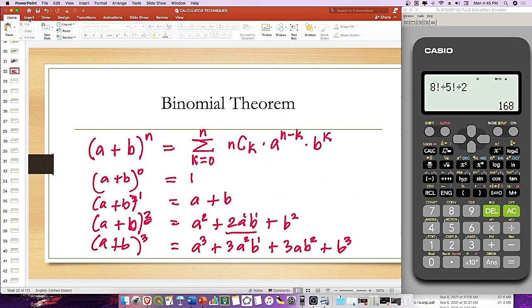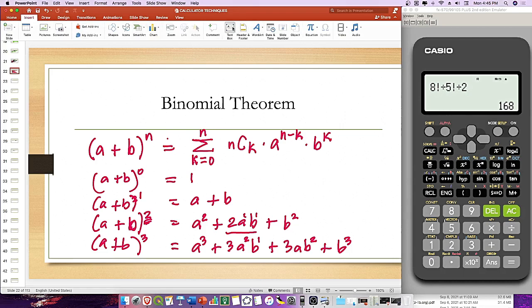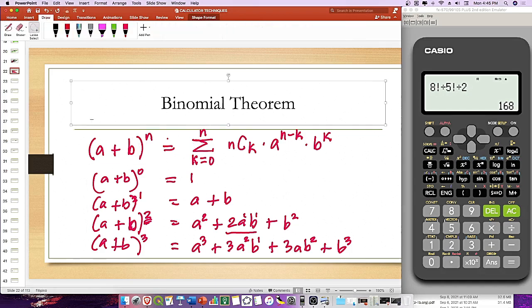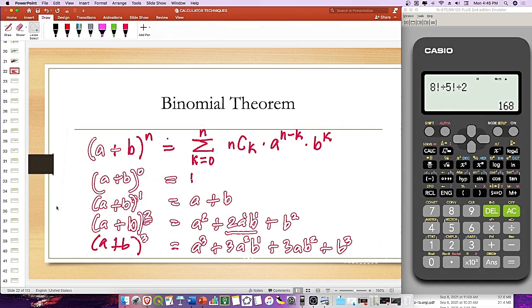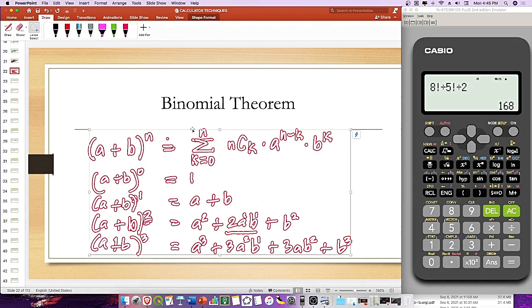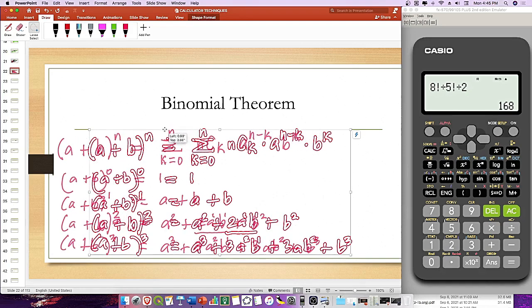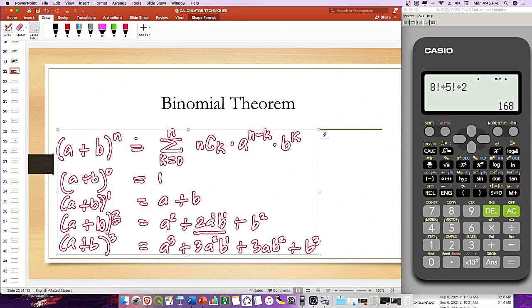Now, I want to insert something here. Let me move my mouse. Let's go back to this. I will be moving this to the left, because I will be using some parts on the right.